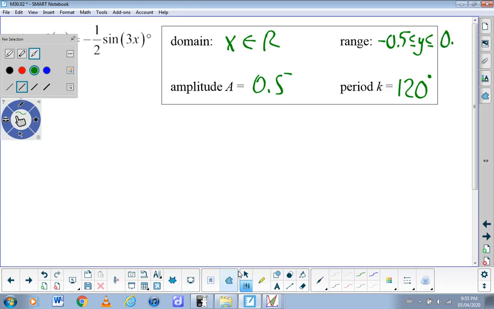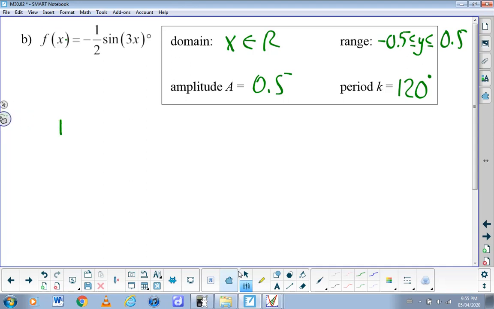Well, let's see if we can develop some rules now. Clearly, the amplitude is related to that value of a, but the amplitude is going to be the absolute value of a. Because if a is negative, all that does is reflect the function, but it doesn't change the fact that it still stretches it vertically by that amount.